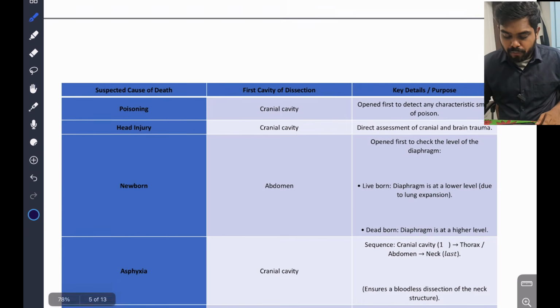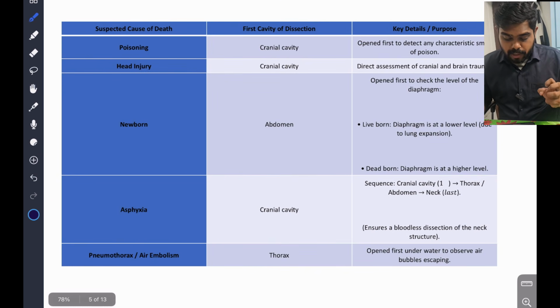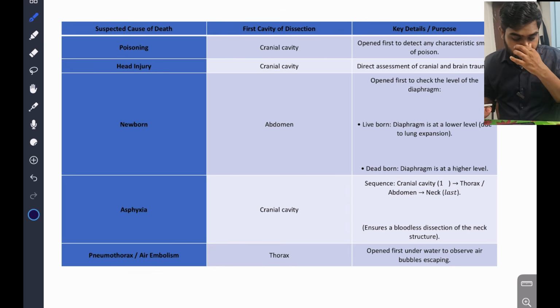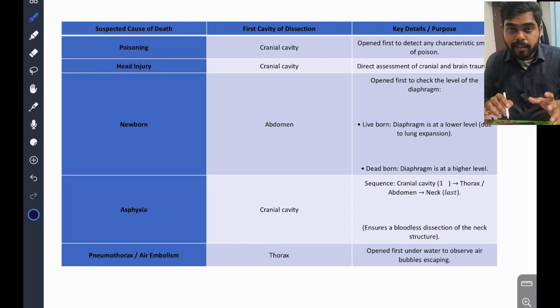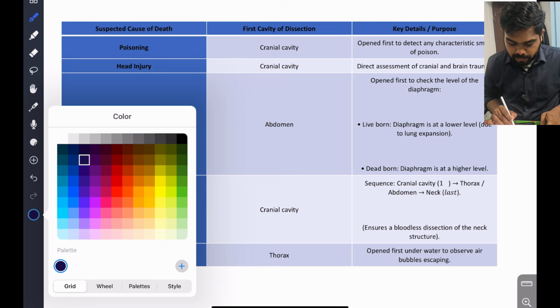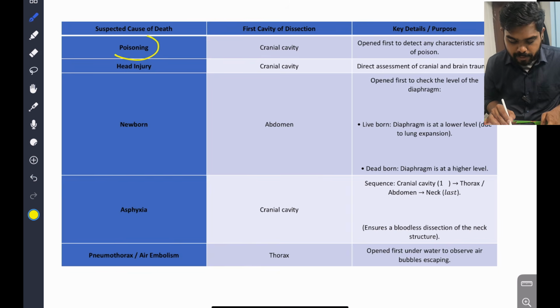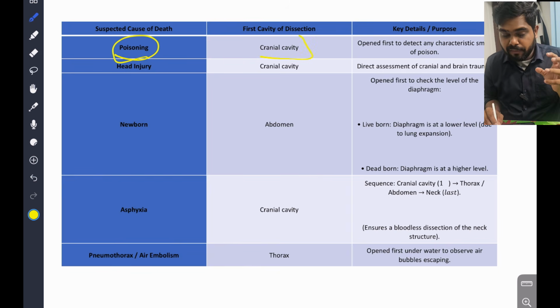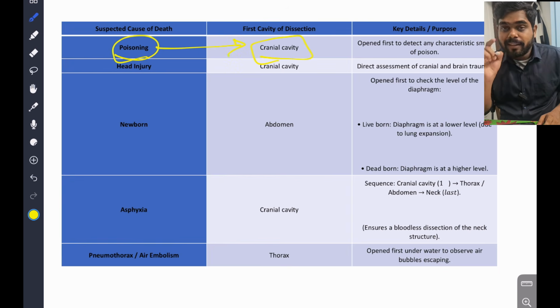Now we are going to some suspected causes of death where we can open first. For example, if the suspected cause of death is poisoning, we have to open the cranial cavity. Why? Because in poisoning, the smell can be detected from the cranial cavity. So in suspected poisoning, we have to open the cranial cavity first to detect any characteristic smell of poison.